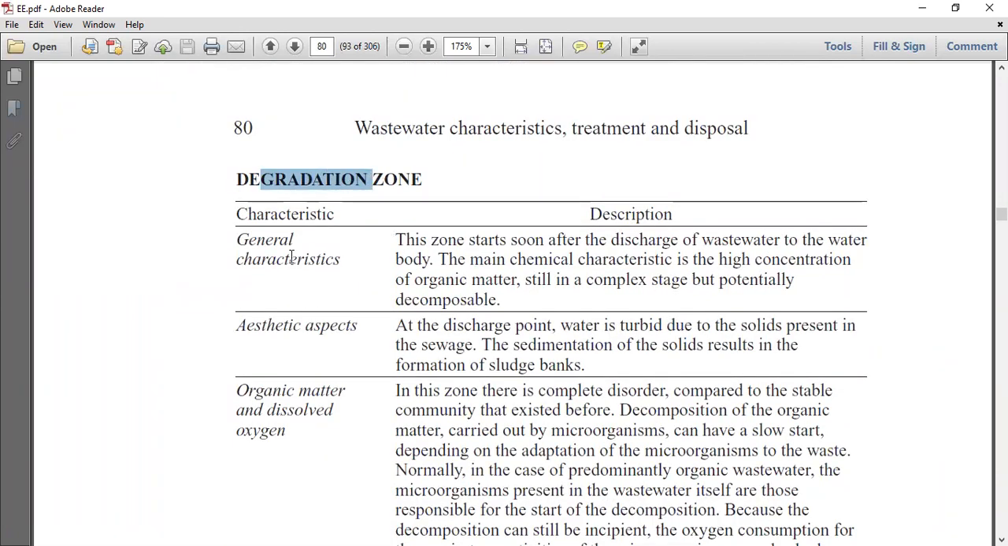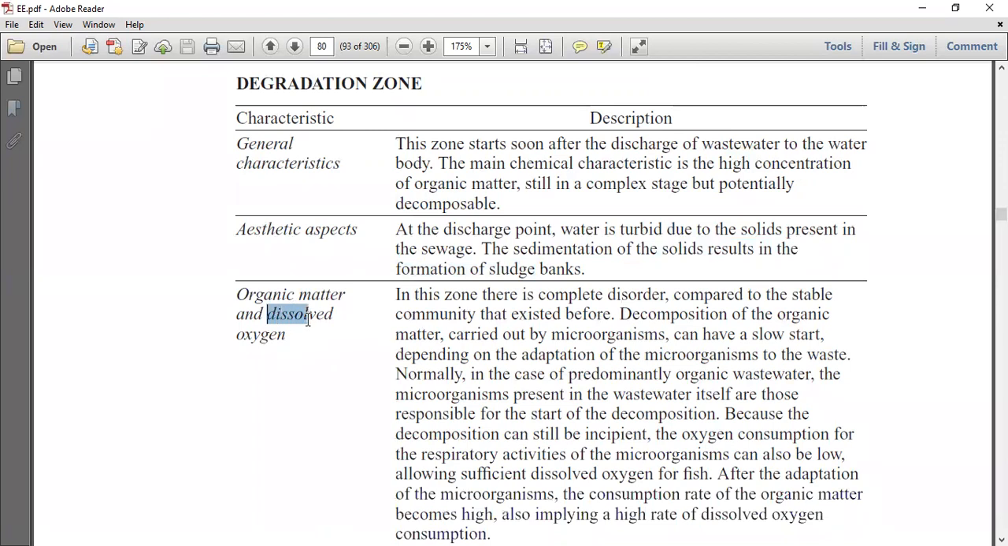The degradation zone starts soon after the discharge of wastewater to the water body. The main chemical characteristic is the high concentration of organic matter, still in a complex stage but potentially decomposable. Aesthetic aspect: at the discharge point, the water is turbid due to the solids present in the sewage. The sedimentation of the solids results in the formation of a sludge bank, with organic matter and dissolved oxygen. In this zone, there is a complete disorder compared to the stable community that existed before. Decomposition of the organic matter carried out by the microorganisms can have a slow start, depending on the adaptation of the microorganisms to the waste.